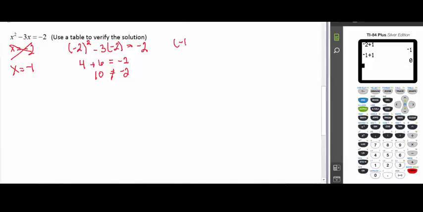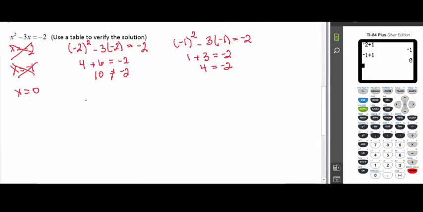So again, -1, first term is being squared, so our -1 has to be squared. -3 times that x, which is -1, and is that -2? Well, -1 squared is going to be +1. -3 times a -1 will be a +3, and hopefully you can see that that's not going to be true. So that one doesn't work, and our last option was 0.